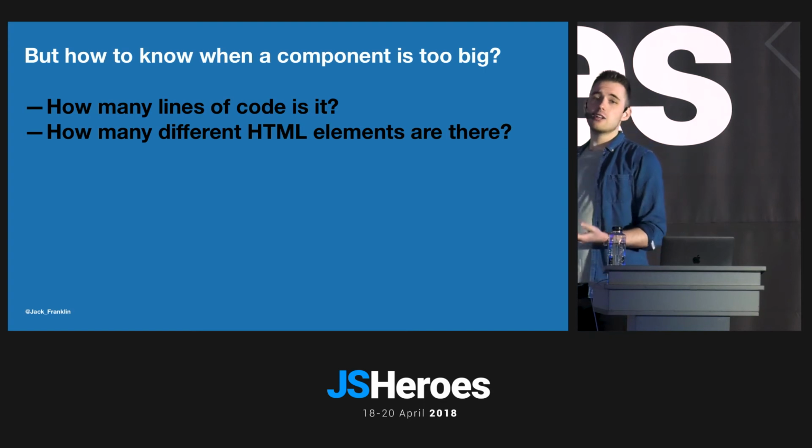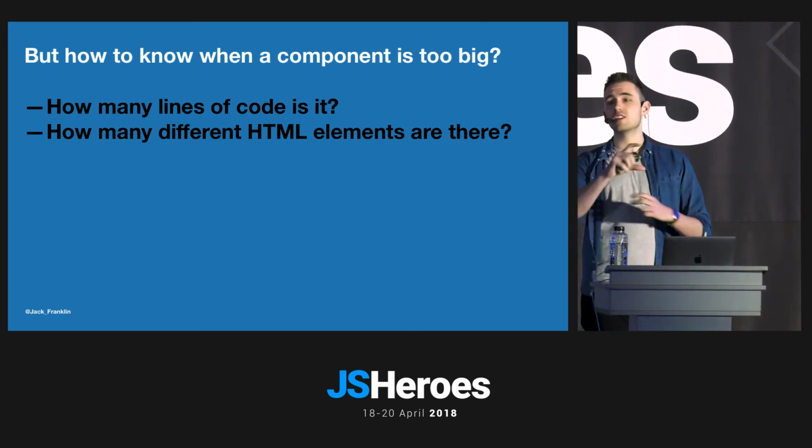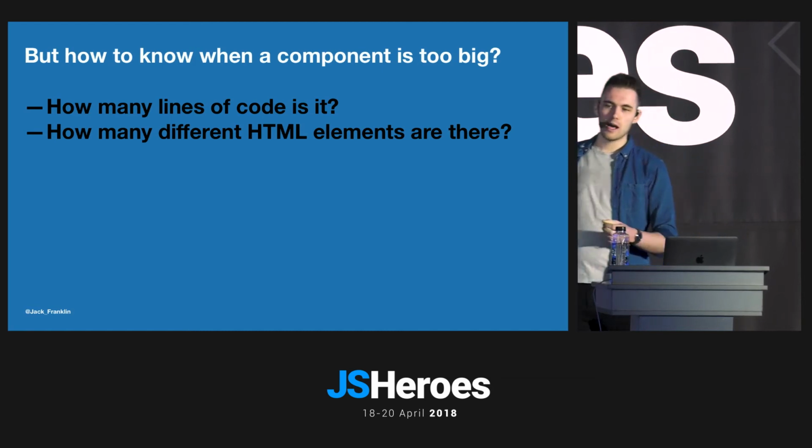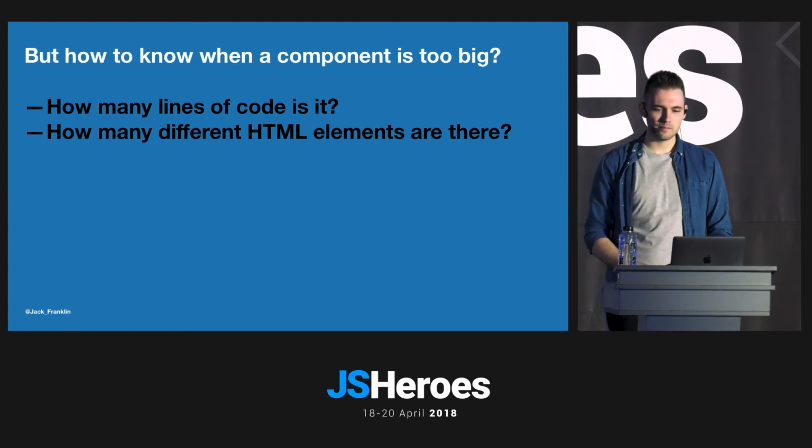Another one is how many different HTML elements does it produce? Do you have your component just outputting a heading or just a list of things? Or does it output a heading, a list, a div, some other stuff? Again, that's probably a sign you could split it up.